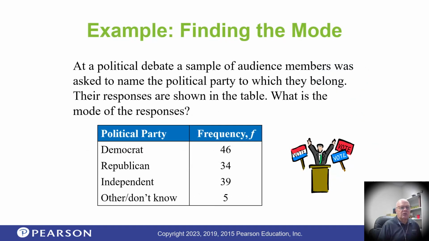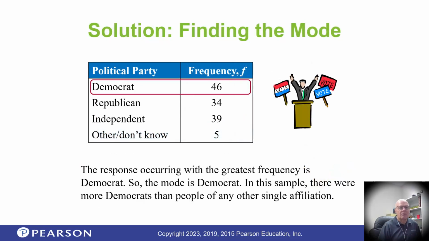Next, let's use a different kind of example. We've got Democrats, Republicans, Independents, and others. Which one is the mode? All you need to do is look at the frequency. Which one has the greatest frequency? The Democrats, of course. 46 as opposed to 34, 39, and 5. It's that easy. The frequency table helps. The frequency distribution.